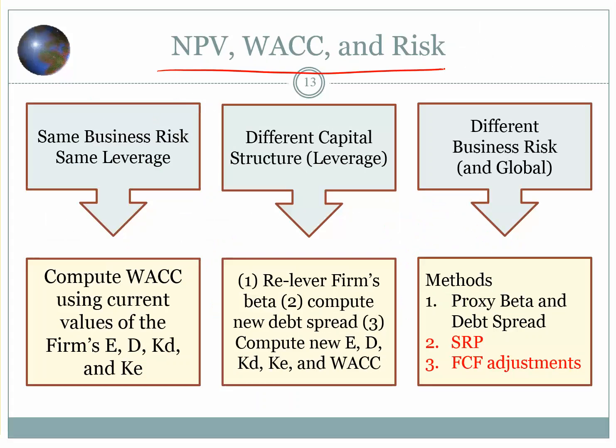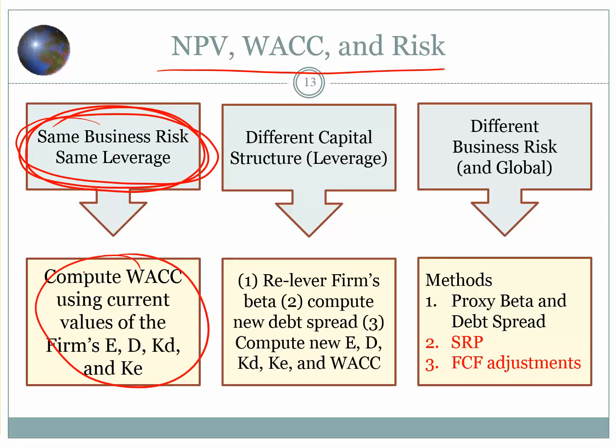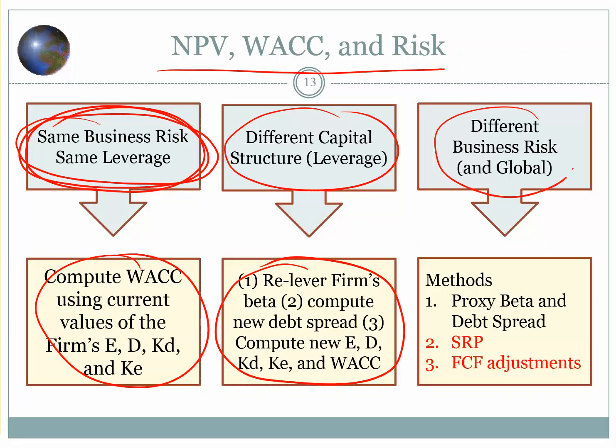So in review, if a company has an investment in the same business area using the same leverage, use the WACC. If it has different leverage, calculate a new WACC by relevering the beta, getting a new debt spread. And if they're in a different business or a different country, think about using a proxy beta, a sovereign risk premium, or adjusting the cash flows like we did in Ghana.